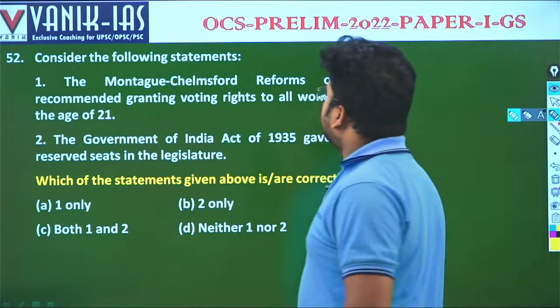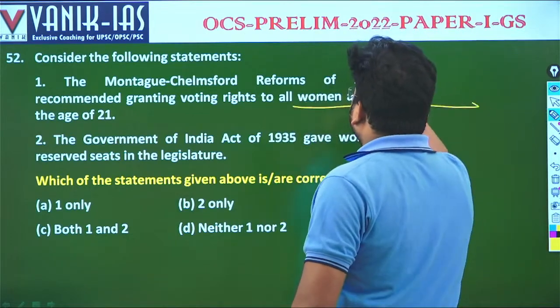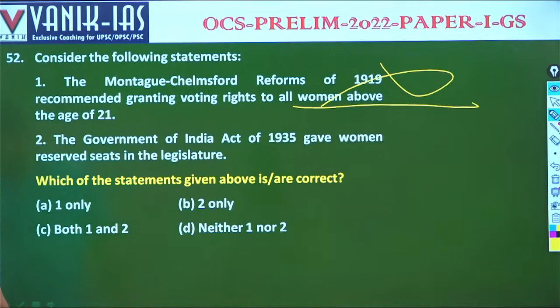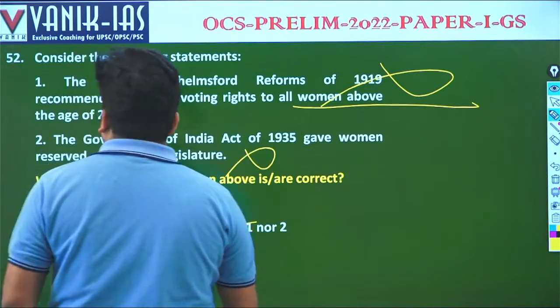Consider the following statements. The Montagu-Chelmsford reforms of 1919 recommended granting voting rights to all women, right? It has not recommended for all women. This is wrong. Government of India Act 1919 did not give rights to all women; very few women were given the rights. The Government of India Act 1935 gave women reserved seats in the legislature. So this is wrong. So neither 1 nor 2 is the answer. Okay.